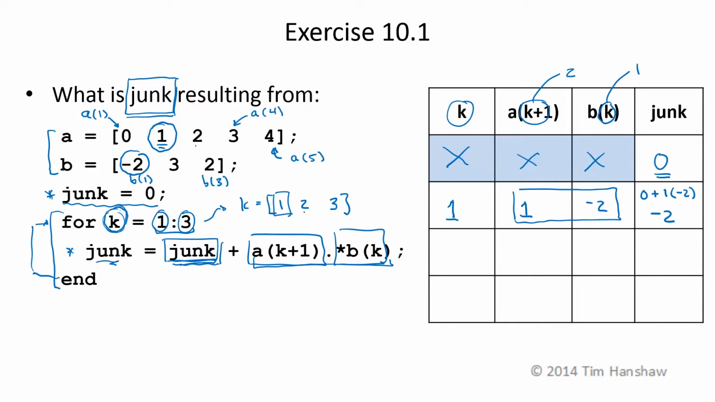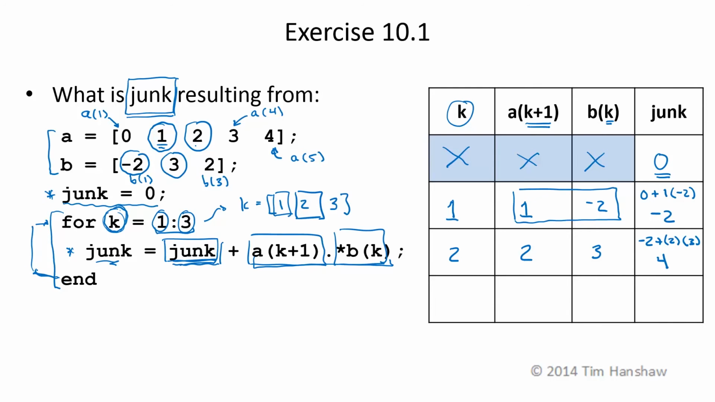k takes on the next value in this array, which is 2. Now when k is 2, k plus 1 is 3. The third element of A is 2. When k is 2, B of 2 is the second element in the B array, which is 3. 3 times 2 is 6, so the old value of junk, negative 2, plus A of k plus 1, which is 2, times 3. Negative 2 plus 6 is 4.